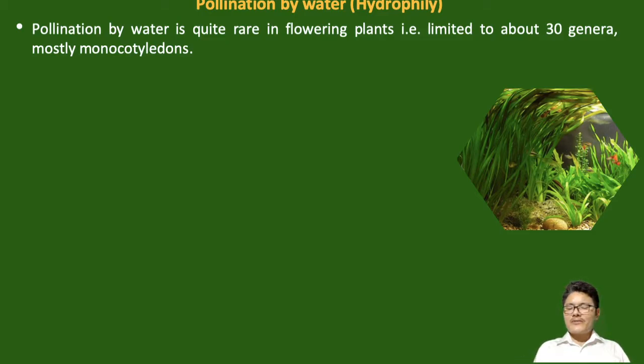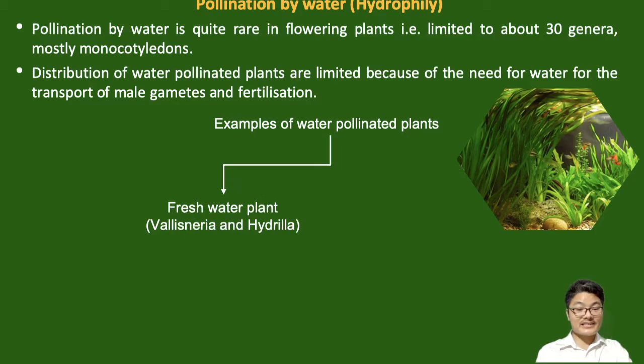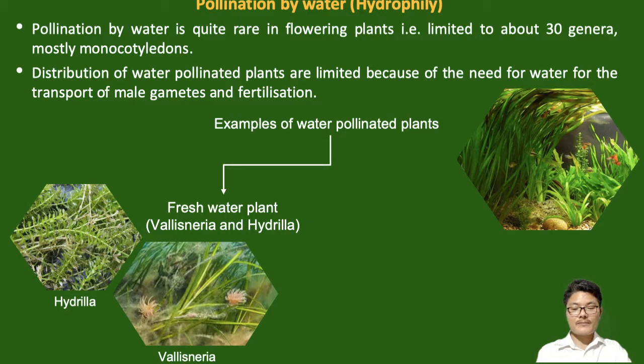Pollination by water is very rare in flowering plants. We have about, say, 30 genera which follow water pollination, and mostly those flowering plants are monocotyledons. Even the distribution of water pollinated plants is very limited, mainly because of the need of water for transport of male gametes and the requirement of water for fertilization.